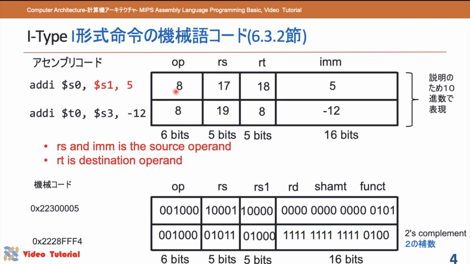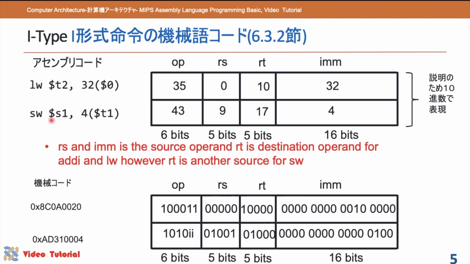If you convert this to binary, you will get this value. But remember, once you convert a negative value, you need to use the 2's complement format of the binary. For 2's complement, first you convert 12 to binary, then take the 1's complement and add 1 to make the negative number. So this is the instruction for the second example.